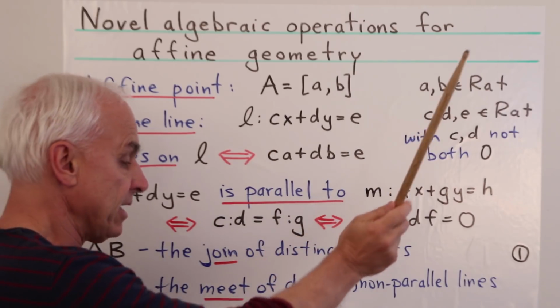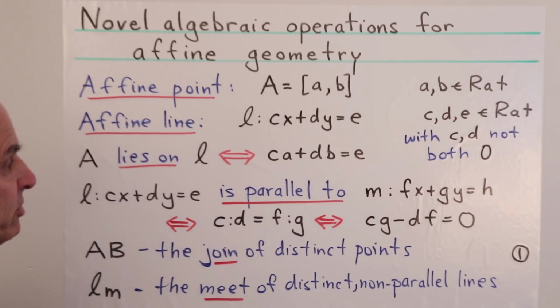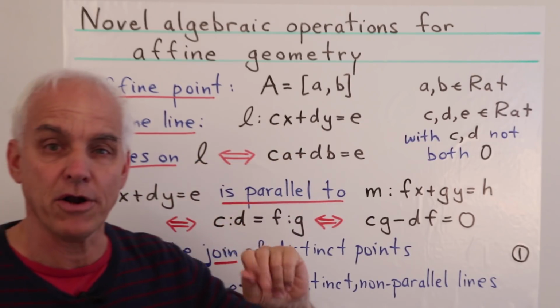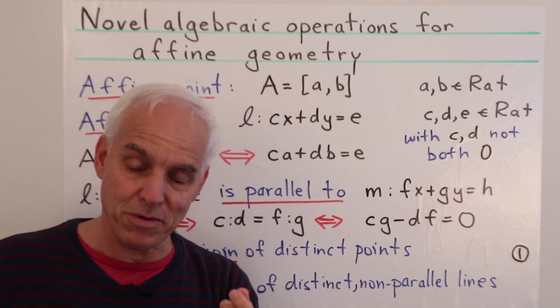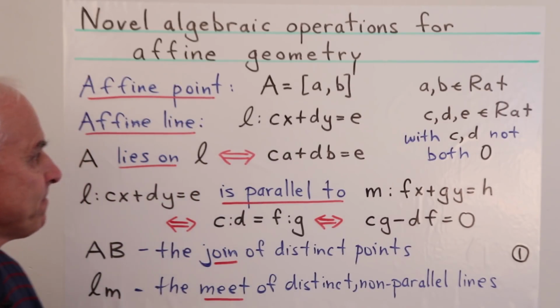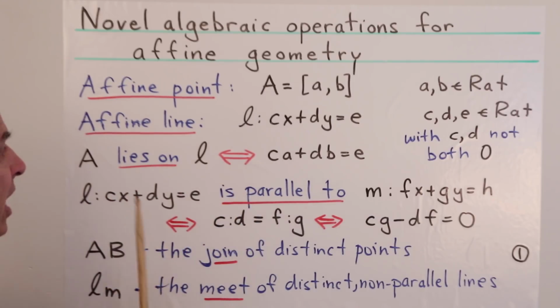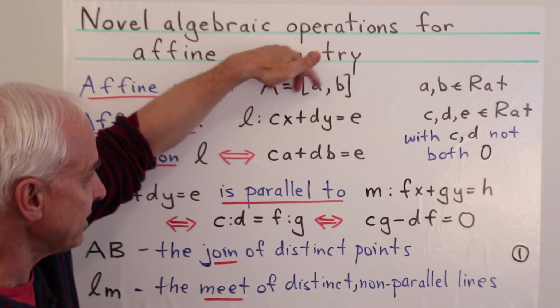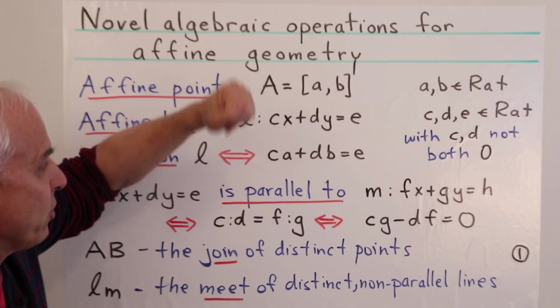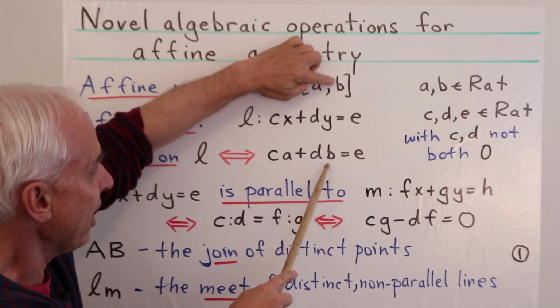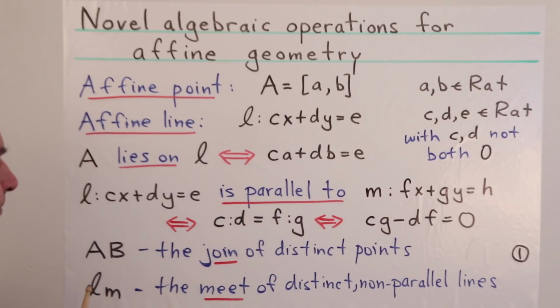Again, c, d, and e are some kind of rational numbers, but we agree that c and d, the coefficients of x and y here, are not both zero. One of them can be zero, but not both of them. That's a line. The point lies on the line when, if you substitute these things in for x and y, then the equation is satisfied. In other words, c times a plus d times b equals e.